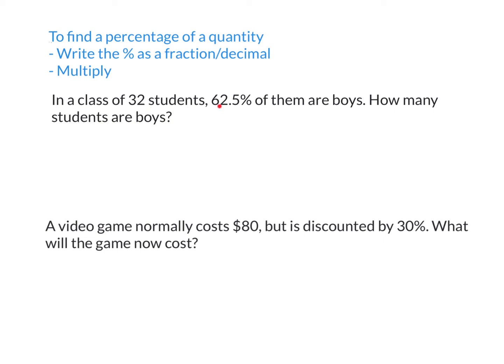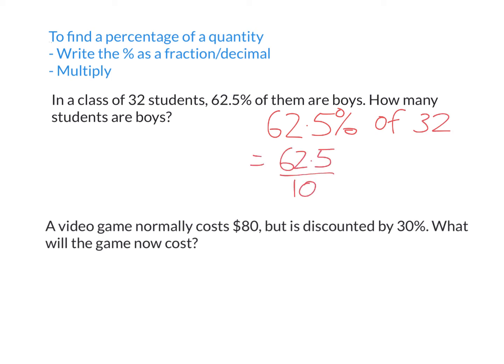Class of 32 students, 62.5% of them are boys. How many students are boys? So what we're being asked to find here is 62.5% of 32. Now we know that 62.5% is the same as 62.5 over 100. That's what percents are. We know that of means times. So all we do is convert percent to a fraction and then multiply. So if we put that on our calculator, we get 20. So there are 20 boys in the class because 20 out of 32 is 62.5%.